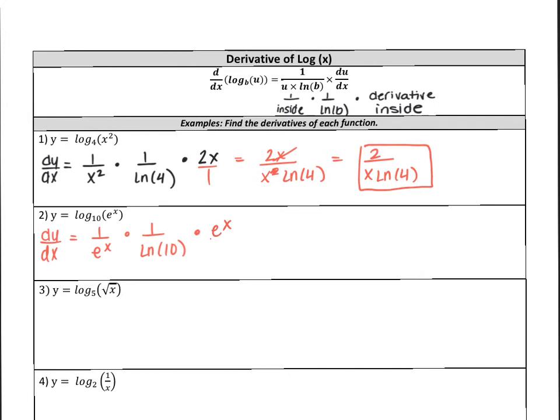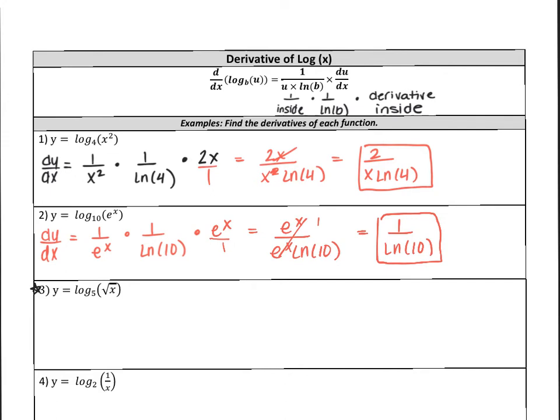And if you put this over 1, multiply tops with tops, e to the x, bottoms with bottoms, e to the x, ln of 10. These e to the x's cancel to 1, so 1 over ln of 10 would be your final answer. All right, why don't you try number 3 and then hit resume when you're ready for the answer.